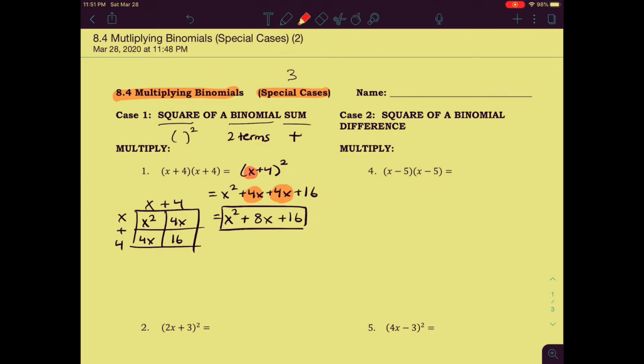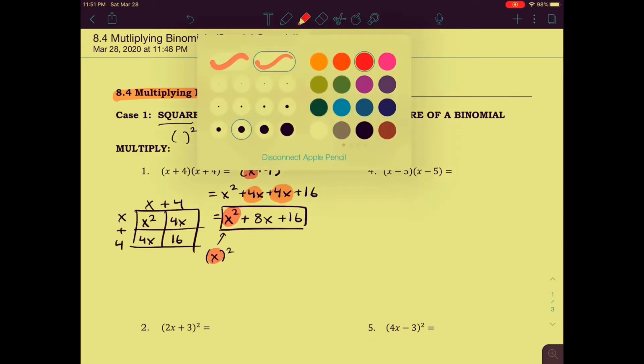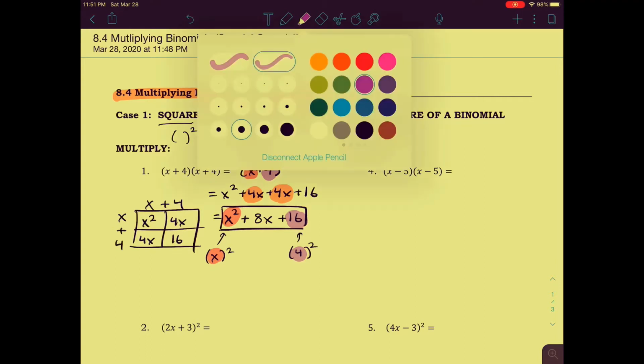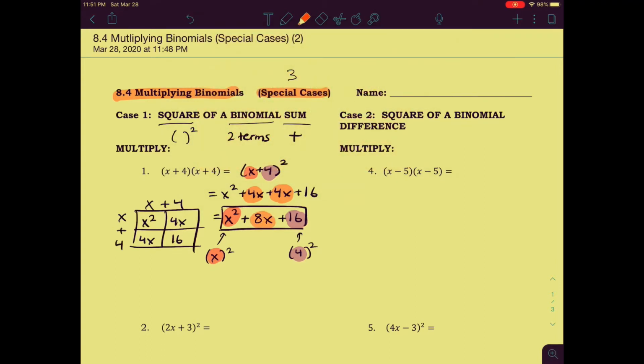This first term, if you notice, if I square it, gives me this first term. So if I just took that first term and squared it, I would get that term right there. Another thing to note is that if you take this second term, which is this 4, and if you square that, you actually get the 16, right? So if you take that second term in the binomial and you square it, you get that constant at the end.